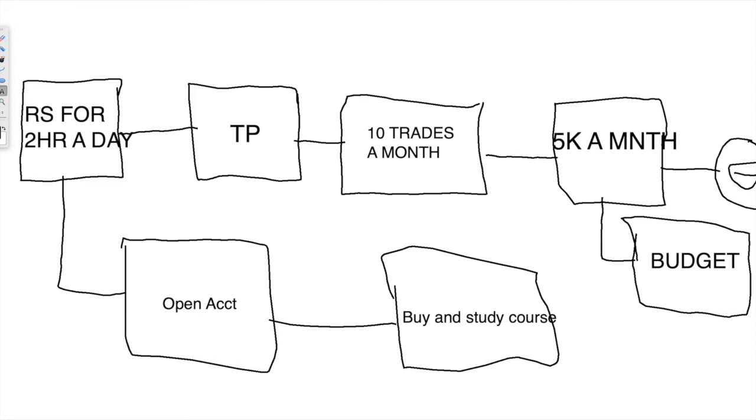Now, this is the overall system. So we've got to buy and study a course. We've got to open up an account. We've got to research for 2 hours a day. We've got to create a trading plan. We've got to do 10 trades a month. We've got to do 5K a month.